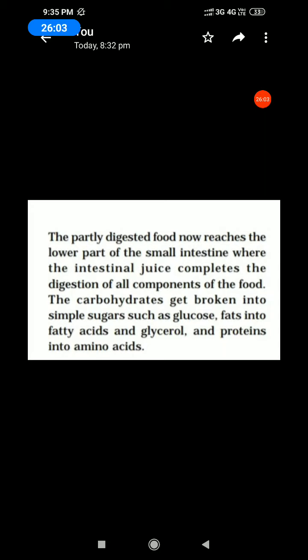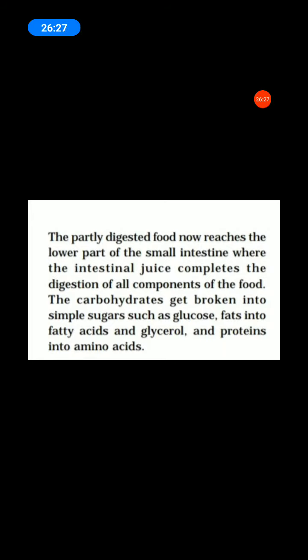Next, the carbohydrates. The food we eat contains carbohydrates and proteins. Already we learned that carbohydrates break down into simple sugars such as glucose, fats into fatty acids and glycerol, and proteins into amino acids.